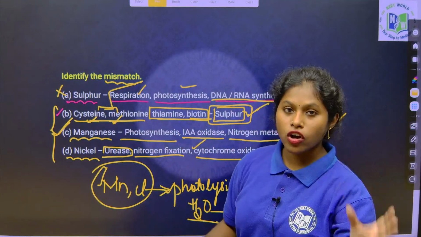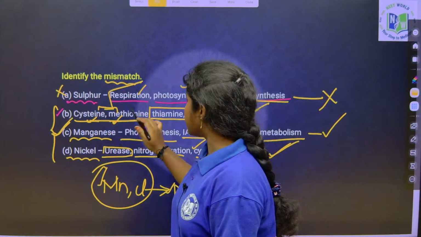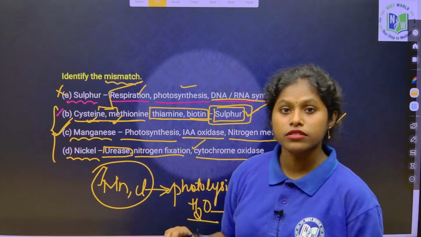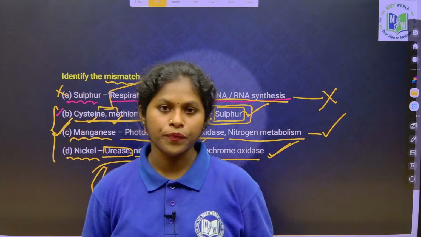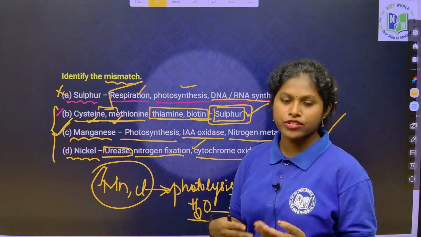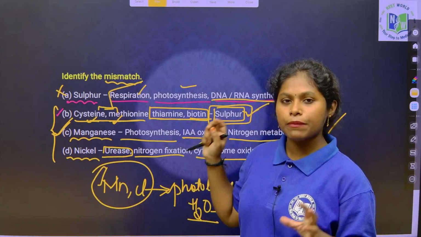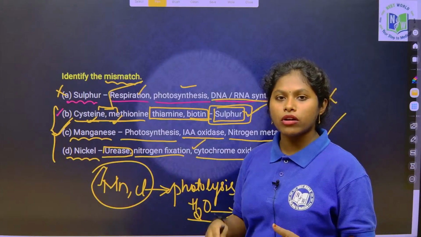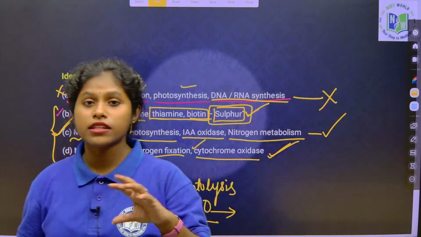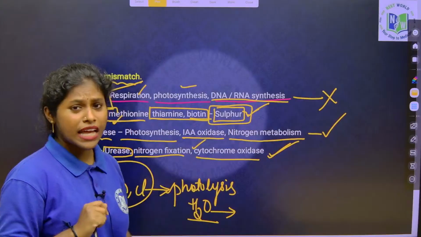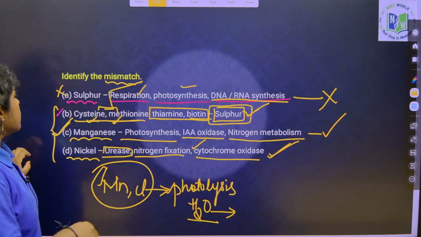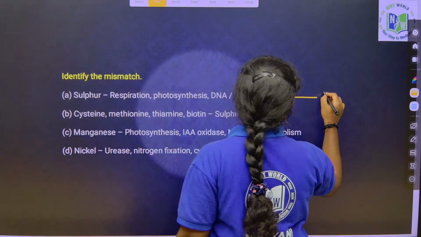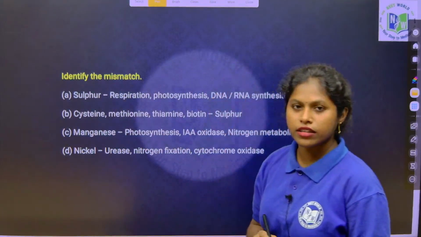It is a main constituent for cysteine, methionine, and vitamins like thiamine and biotin, and also a main constituent for ferredoxin. Got it? So these are repeating questions they are asking about. That is why I kept mostly the previous year questions first, students, so that you can know how many main elements they are asking about in the examination. Got it? So based on this question, the answer is A, the mismatch option.